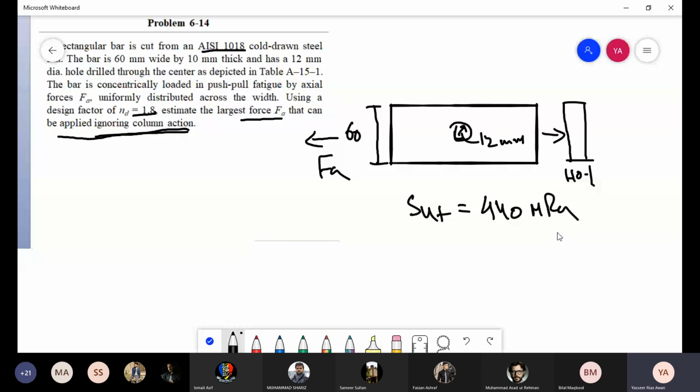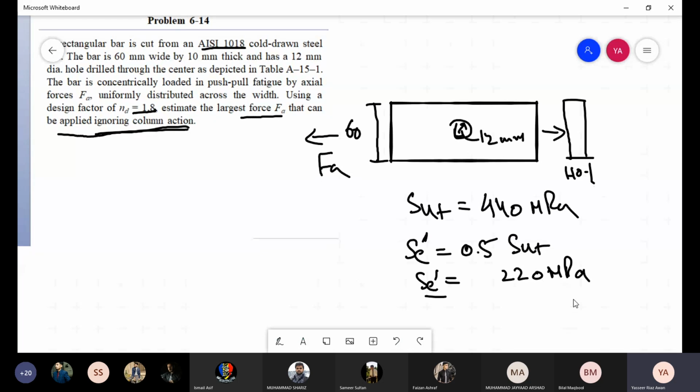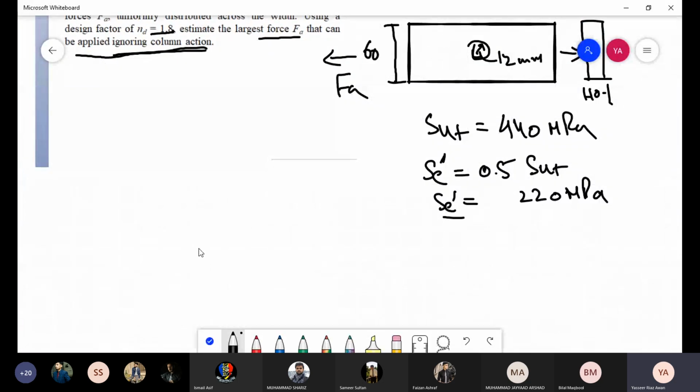To estimate the endurance limit of the test specimen, that is Se prime, we know that it is related to the ultimate strength by this formula for ultimate strengths less than 1400 megapascal. So that would give you basically 220 megapascal. So that is the endurance limit for the test specimen. Now next we have to find what will be the endurance limit for the actual specimen.